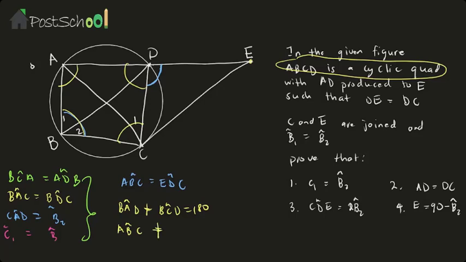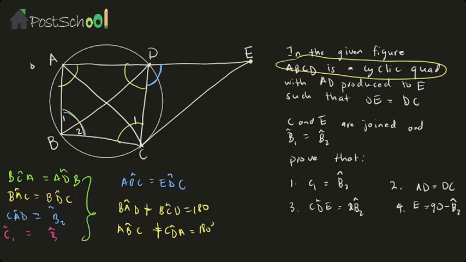ABC plus CDA is equal to 180. Practice the naming because you're going to need it to name our angles. If you don't understand how to name angles, please comment and ask me to do a video on how to name the angles.